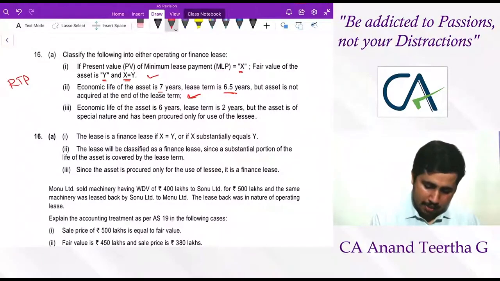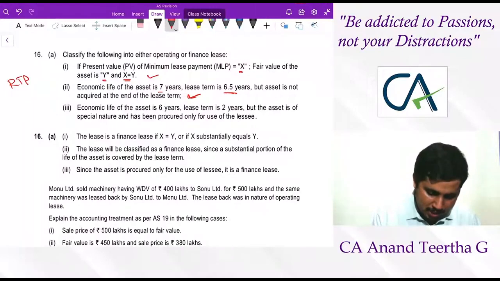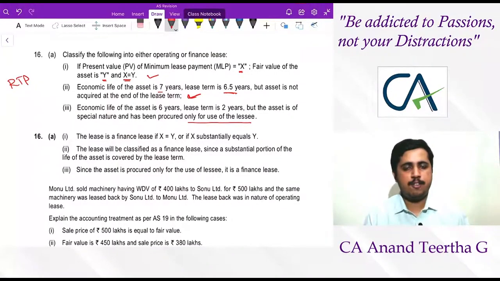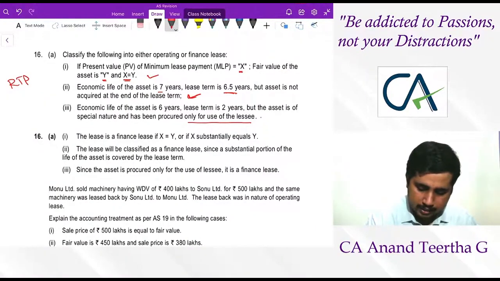Third, economic life is 6 years, lease term is 2 years, but the asset is of special nature and has been procured only for the use of the lessee. This was one of the last indicators I told you in the revision itself. The asset is in the nature whereby only the lessee can use it, others can't. This is also a finance lease. Over here, the term does not matter because this lessor cannot give this asset to anybody else. It could be given only to the lessee. This is also a finance lease.